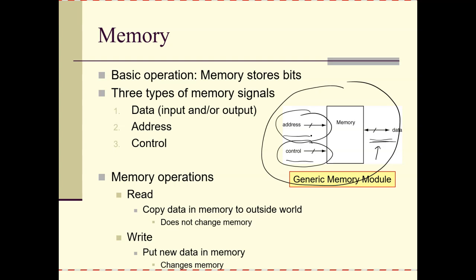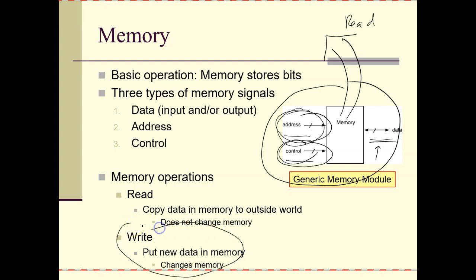These memories can do two operations. They can read and write. Reading means I'm taking something from this memory and copying it somewhere else. So this is your read operation. I'm going to give it an address and the correct control signals, and I'm going to get that data out. Read operations typically don't change memory. It just copies what's in that memory and makes it available to the outside world.